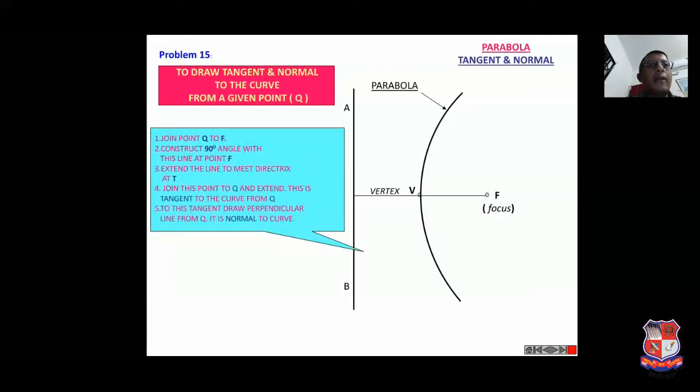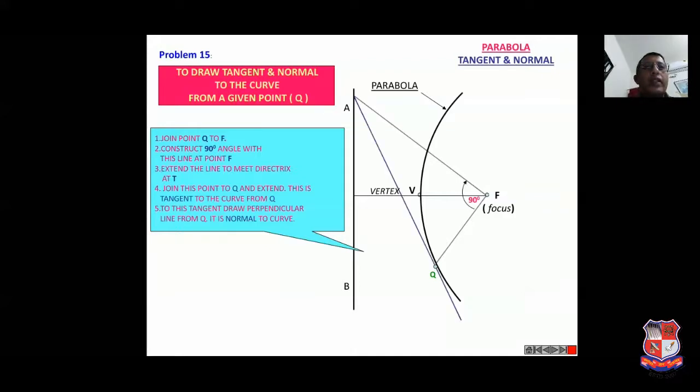So first of all, let us consider one point on the curve which is known as parabola. We mention this point as Q. Now we join this point Q with focus F. From focus, construct a 90-degree angle with this line at point F. Extend the line to meet the directrix. So it cuts the directrix AB at point T.